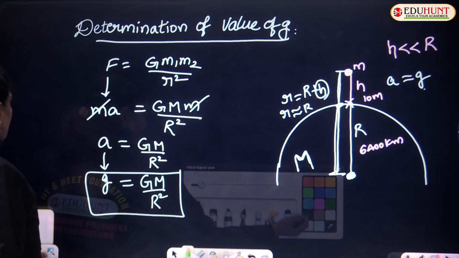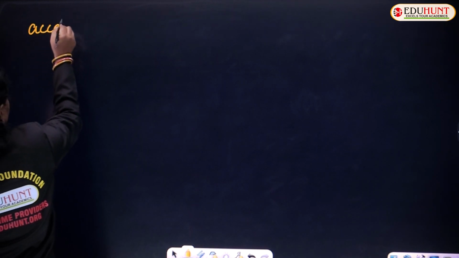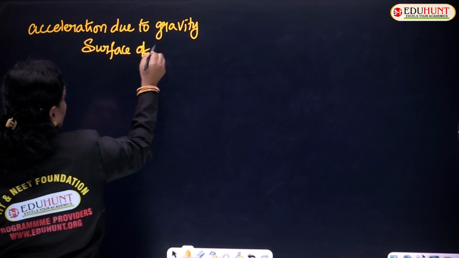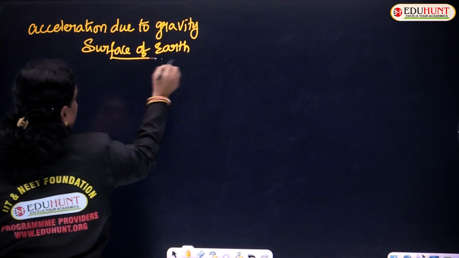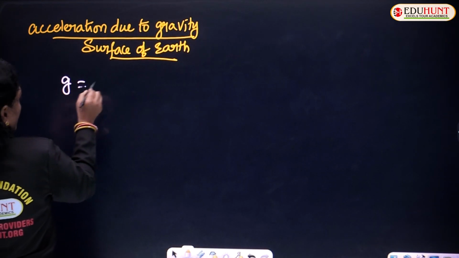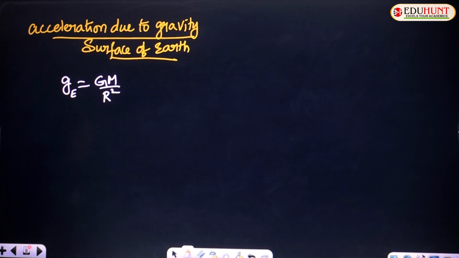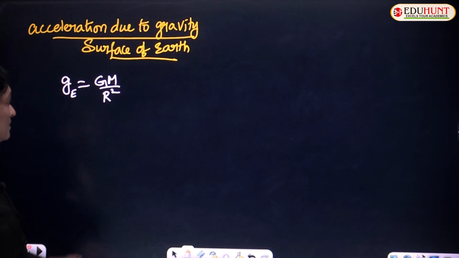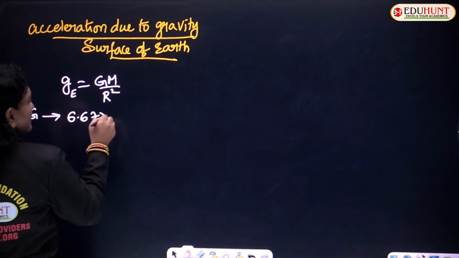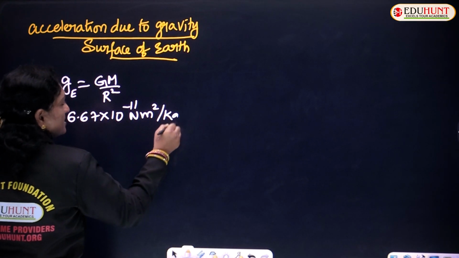the both. So first of all, determination of the value of acceleration due to gravity on the surface of the earth. So how to calculate this? We know one and only one formula, that is g is equal to GM by R square. If you want to calculate this value on the surface of the earth, let us indicate it with Ge, where the value of G is the universal gravitational constant and its value is 6.67 into 10 power minus 11 Newton meter square per kg square.